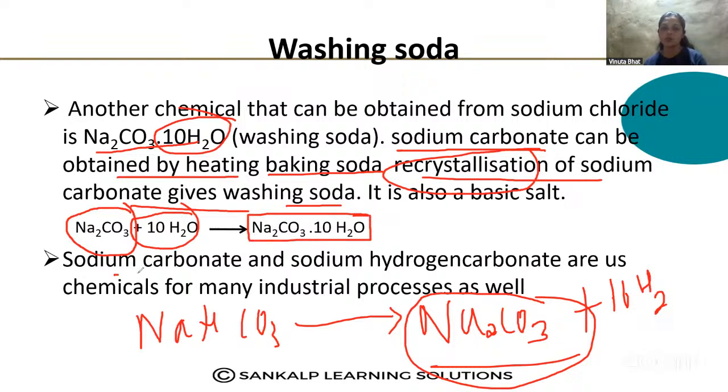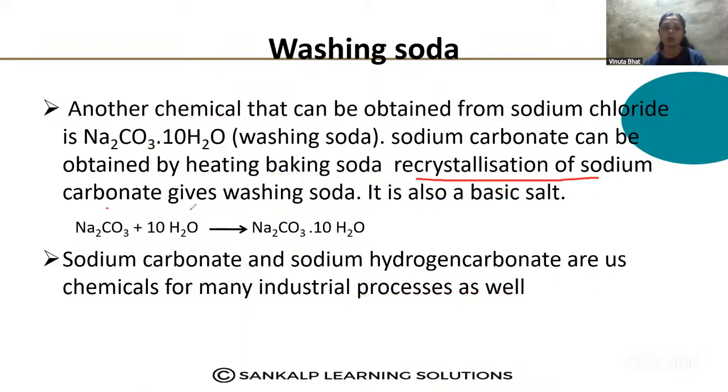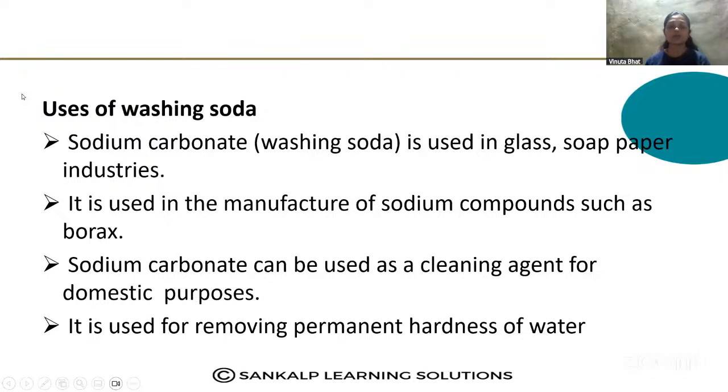Okay. Sodium carbonate and sodium hydrogen carbonate are also used as chemicals for many industrial processes. How is washing soda prepared? The recrystallization of sodium carbonate gives the washing soda. Then what are the uses of washing soda? The uses of all these salts are very important.